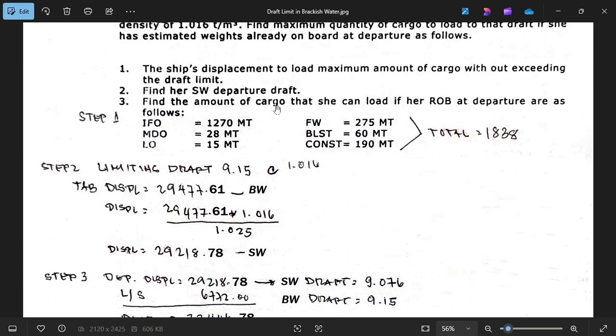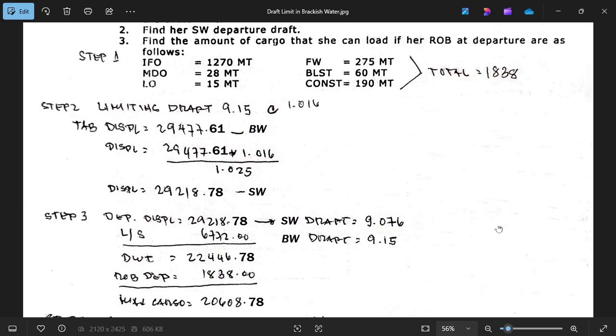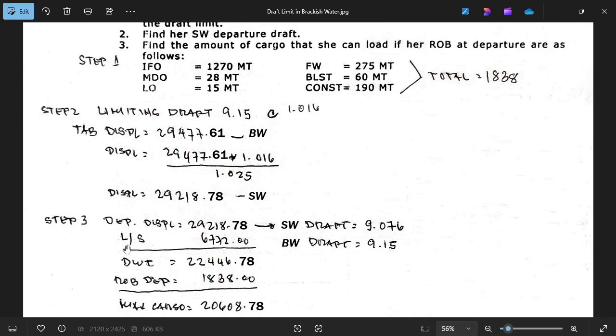It says here, find the amount of cargo that she can load if her ROB at departure is as follows. This is your ROB. So it's asking how much we are going to load. Okay, so your departure displacement at salt water is 29218.78, which is this one, minus your light ship of 6772.